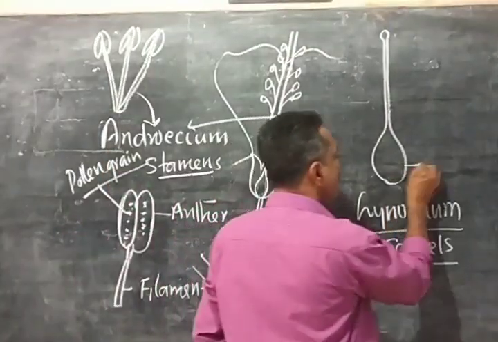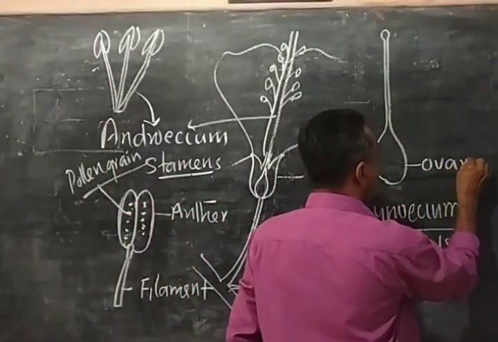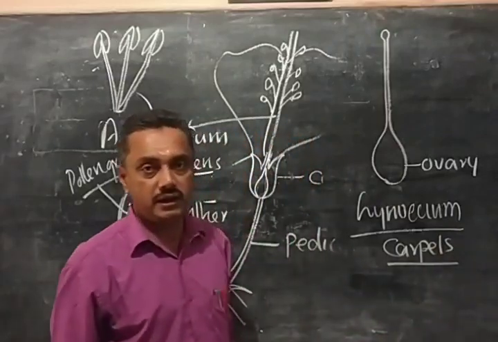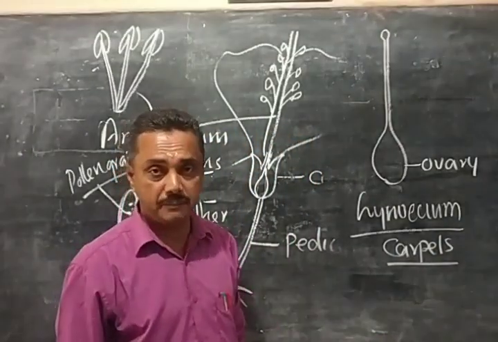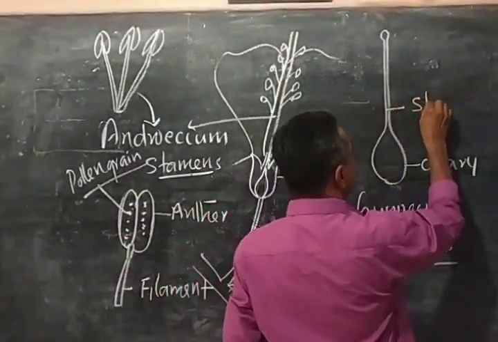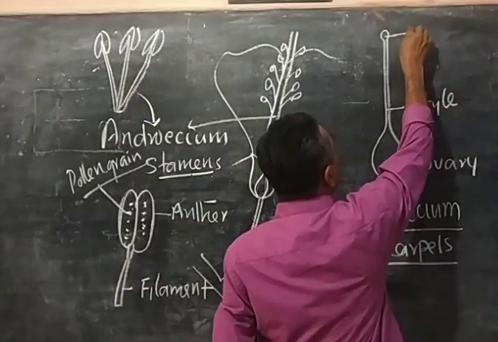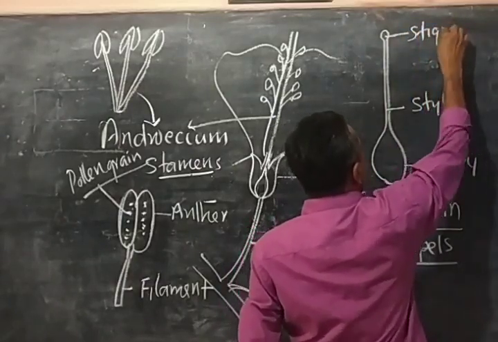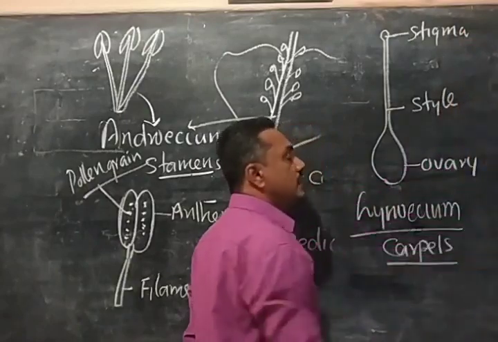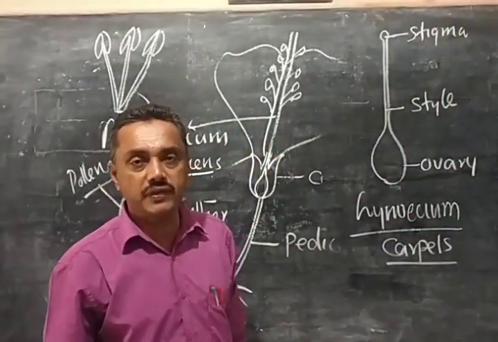Each gynoecium consists of a basal round part called ovary, a neck-like part called style, and the tip called stigma. Ovary, style and stigma: three parts are there.